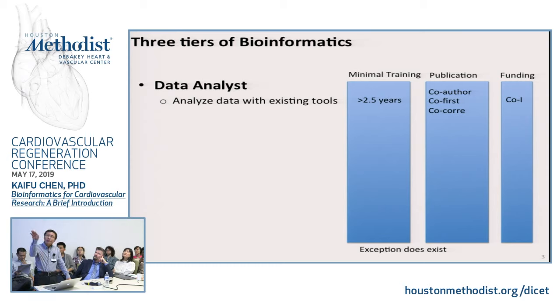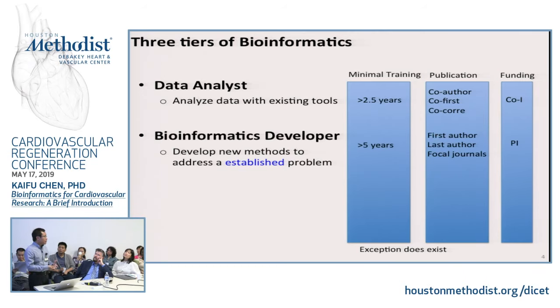So the first tier is relatively easier, because at this level, people are typically familiar with many bioinformatics tools or methods, so they utilize these existing tools to analyze genomic data, typically data generated by collaborators. So we call this type a very junior data analyst. To be a good data analyst, you probably need at least something like 2 to 3 years.